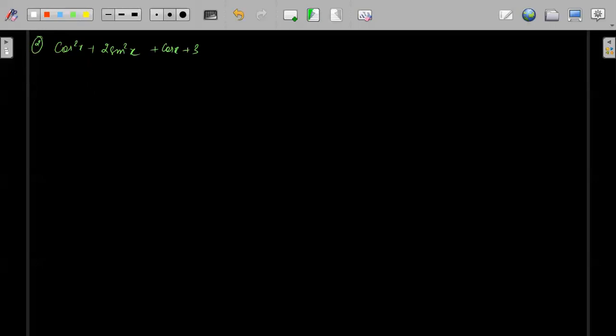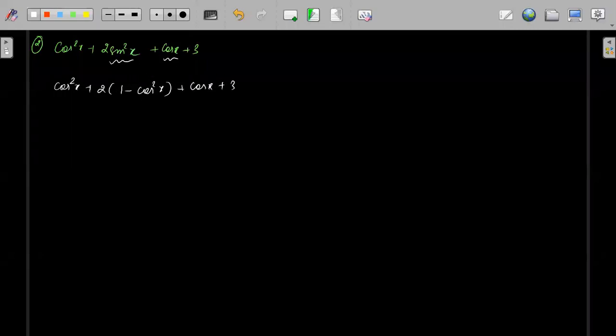In this question we have to convert into a perfect square. How can we convert into a perfect square? See, here we have a cos and here we have a sine. So I will convert this into a perfect square of cos, because here we have cos. So this is cos square x plus 2 into 1 minus cos square x plus cos x plus 3, right?